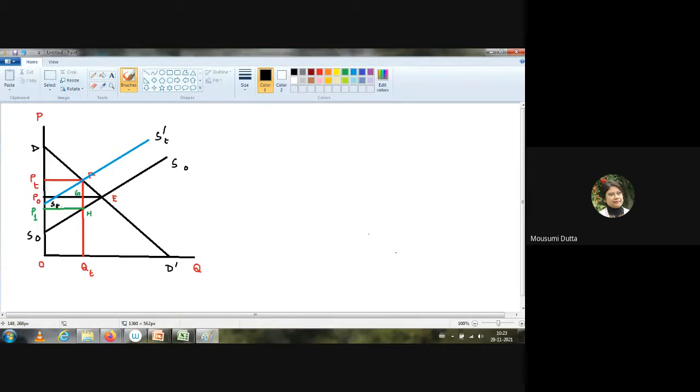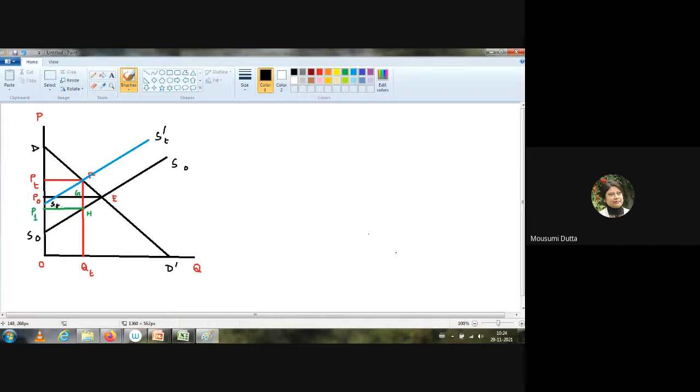It is cutting the original demand curve at the point F. The new equilibrium price after imposition of tax is given by PT F. Okay, and at this price, the supply shrinks to QT. So this is the point to start with, and then we are also marking the price net of tax, which is given by P1 H. This is the price which will be enjoyed by the sellers after imposition of tax.